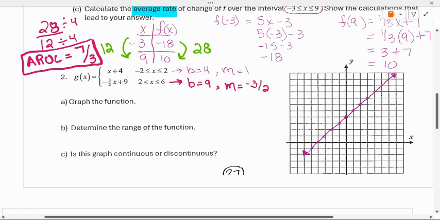So my second function has a y-intercept of +9. So I begin on the y-axis at +9, 4, 5, 6, 7, 8, +9. And this has a slope of -3/2, meaning I go down 1, 2, 3, to the right 1, 2. Down 1, 2, 3, to the right 1, 2. Down 1, 2, 3, to the right 1, 2. So now I'm going to go ahead and graph this line.